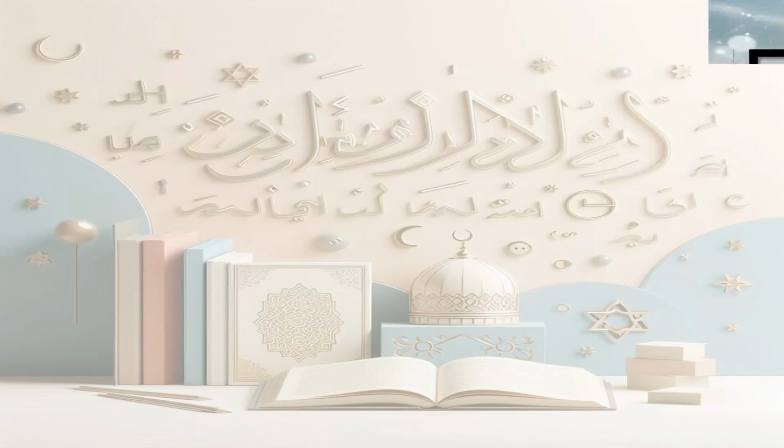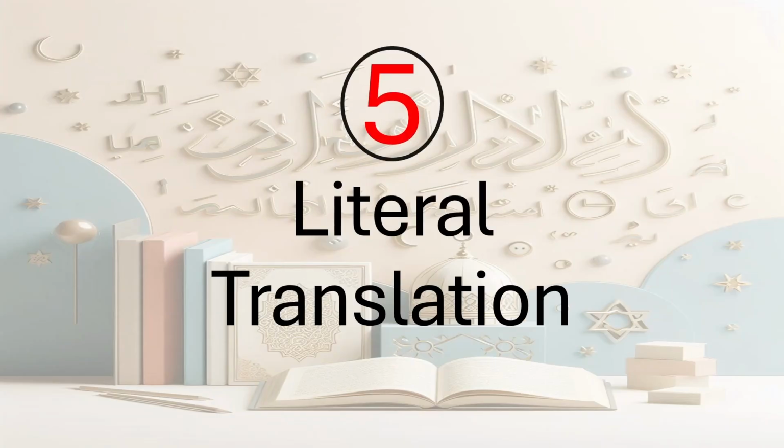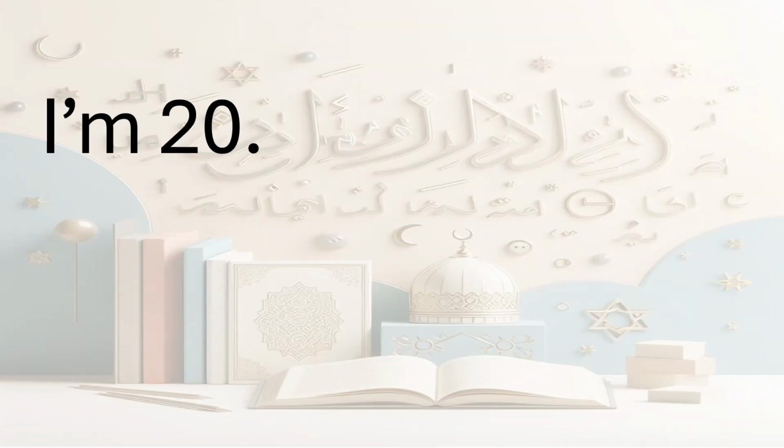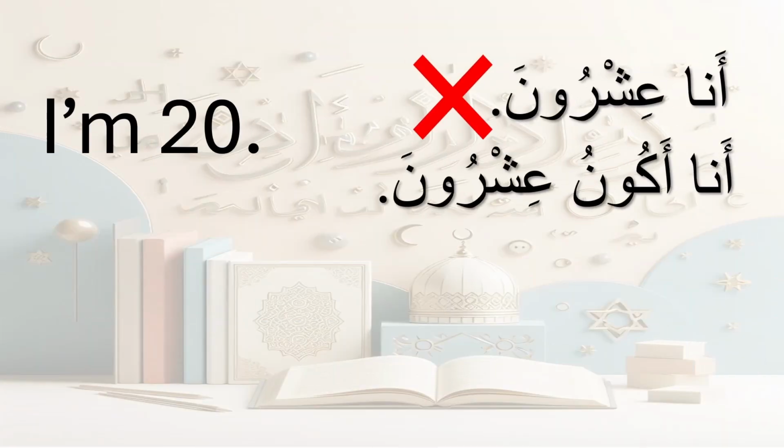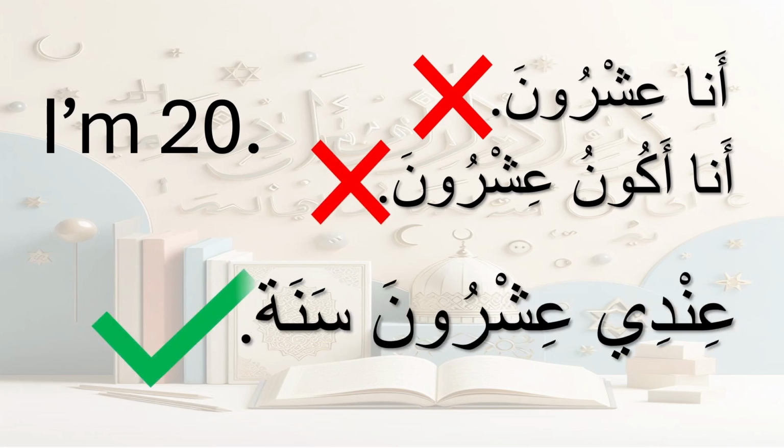The last type of mistake I have for today is the literal translation. Many learners translate word for word. Like if you want to say I am 20, it's wrong to say أنا 20 or أنا أكون 20. The correct way is to say عندي 20 سنة. This is the way how Arabs tell their age. Not all sentences in your language have the same structure in Arabic. Arabic focuses on meaning, not literal structure.